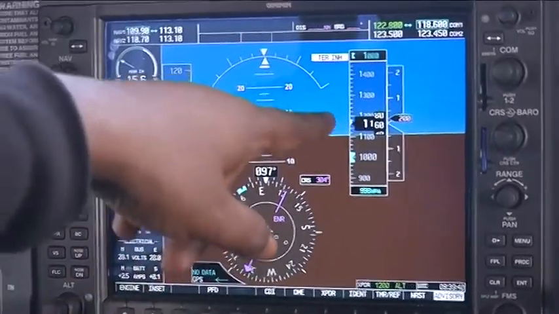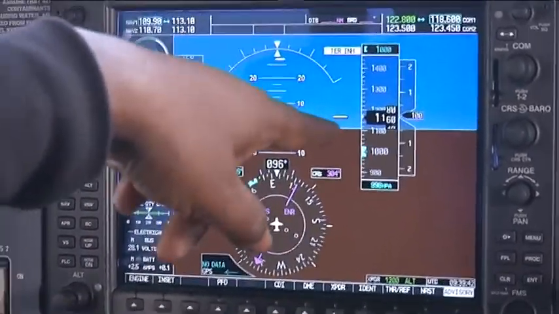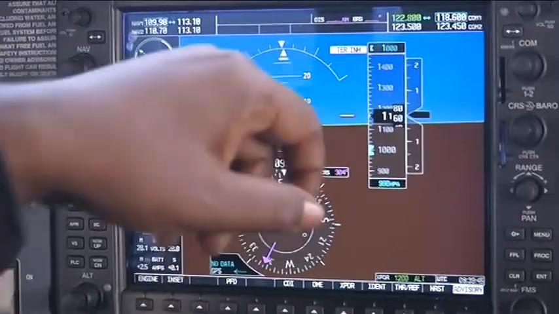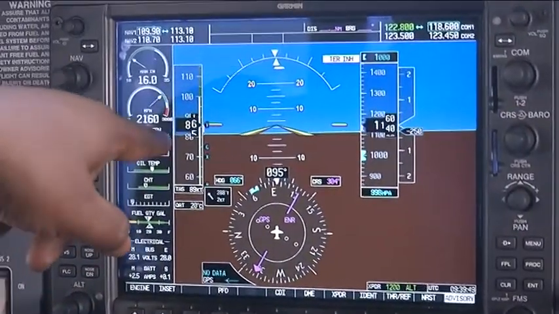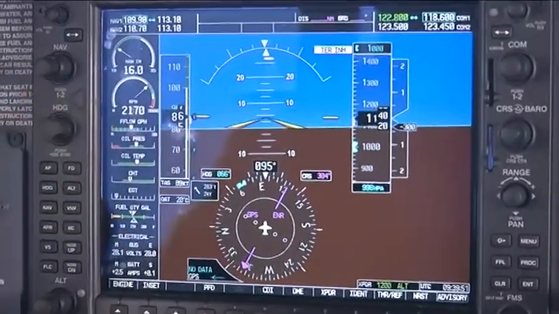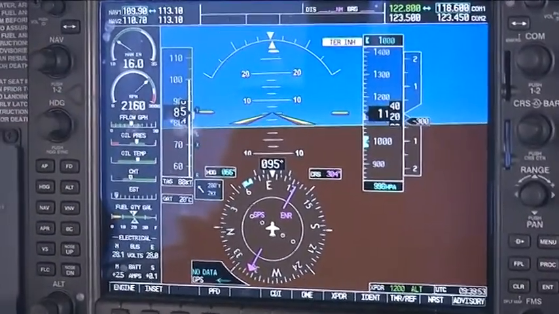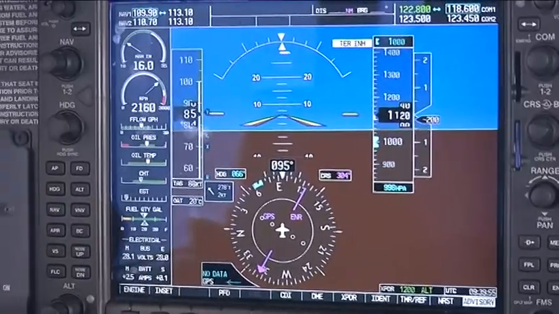Now cruising at a higher altitude, 1160. Speed will be reducing. Now the speed has gone down, so the angle of attack will increase. You see, angle of attack is increased.